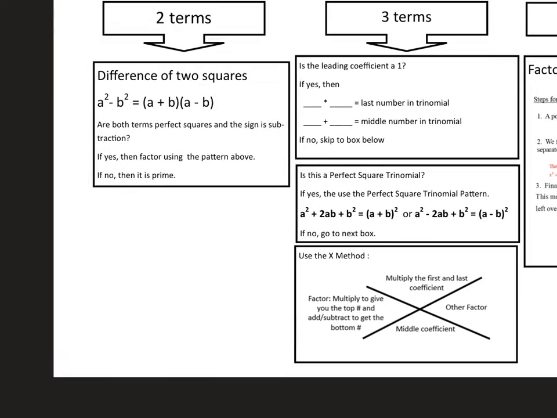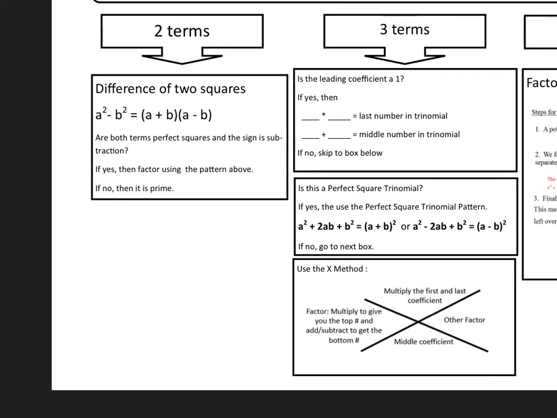I'm also going to add in the sum of squares. I'll do it in blue. Blue seems good. So the sum of 2 squares, a squared plus b squared, equals a plus bi, and then a minus bi. If it's neither one of those, there's no GCF, then it is technically prime. But now that you know the sum of squares, you can have that as an option as well.